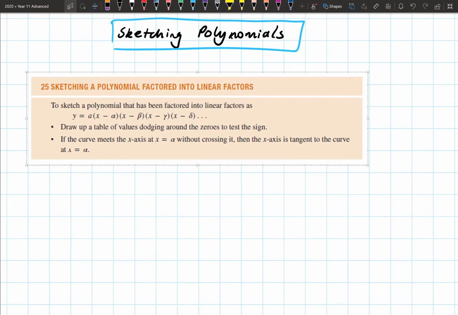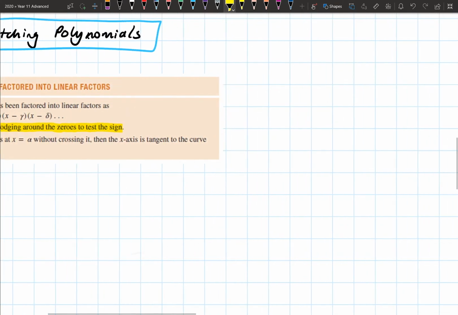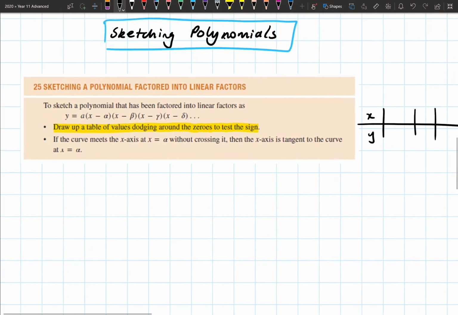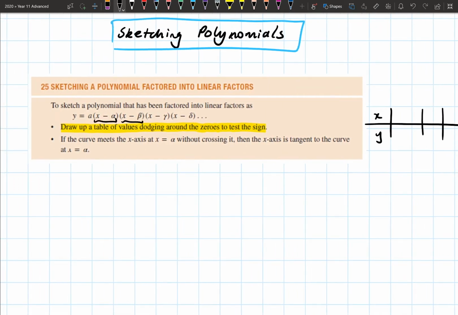The steps that you want to do is, the first step is you draw up a table of values, dodging around the zeros to test the sign. So we did this when we did the cubics actually at the end of the last term. What you want to do is you want to draw up a table with x and y, and you want to set up your zeros. So for example, your zeros are just where these linear factors are equal to 0.